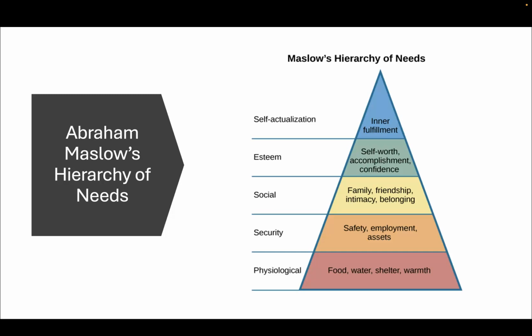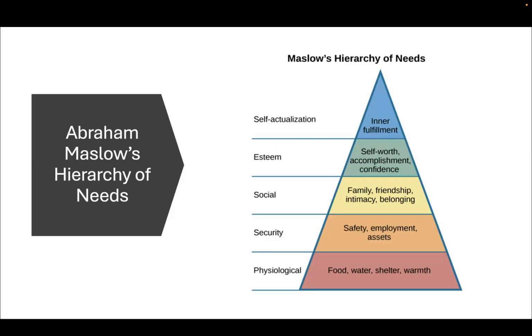Once those have been met, we have security needs. We want things like safety, right? You don't want to die driving to school. You want there to be road rules, that kind of thing. Employment, it's nice to have money. Assets, maybe a house, maybe a car, right? That's the next level up.